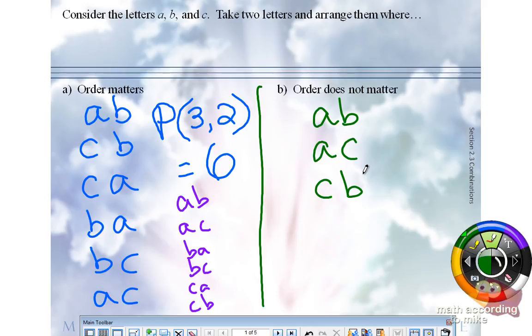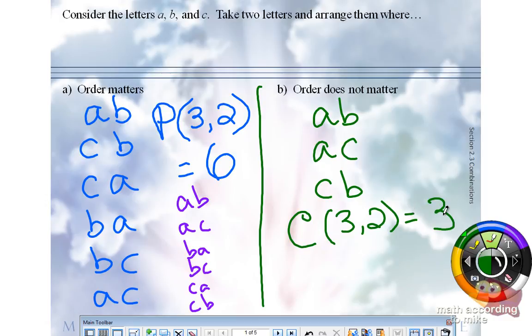So if order doesn't matter, then A B and B A are the same thing. A C and C A are the same thing. B C and C B are the same thing. We only have 3 of them in this case. So this is a combination because order doesn't matter, and we have distinct objects. So 3 combination 2, as we found out, there's 3 possibilities.